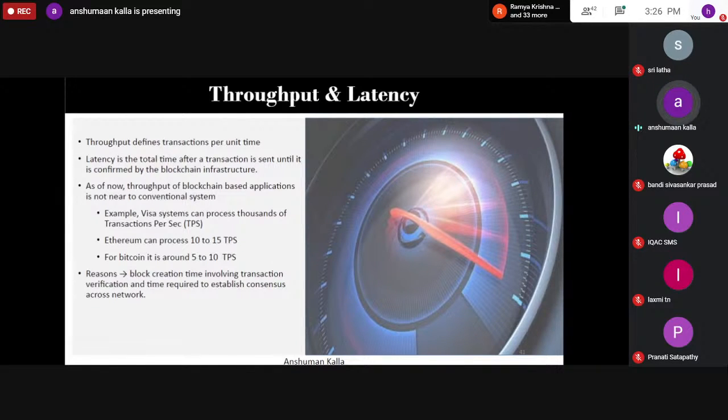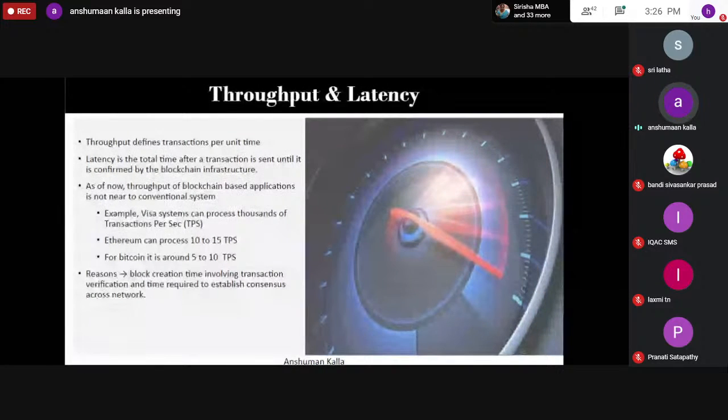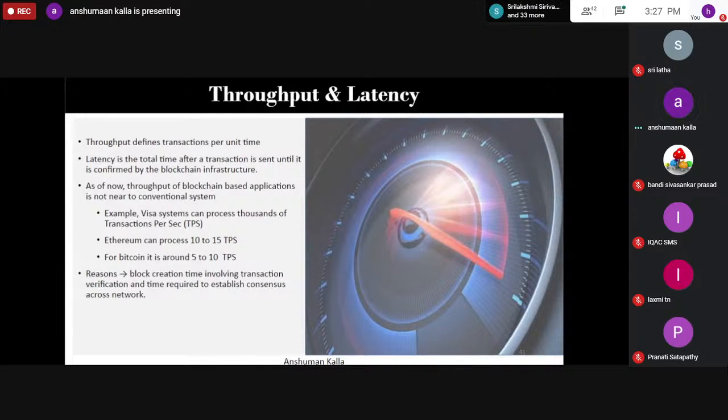The reason is that there is inherent latency which is mostly ascribed to the time required to verify a transaction coming from a user, and then mine a new block, right? The time required to establish a consensus across the network is actually the time it is taking to confirm a transaction. That's why you have less throughput and high latency, because unless a new block is mined, your transaction is not confirmed, right?